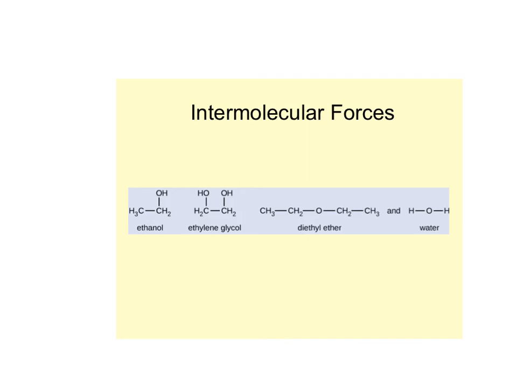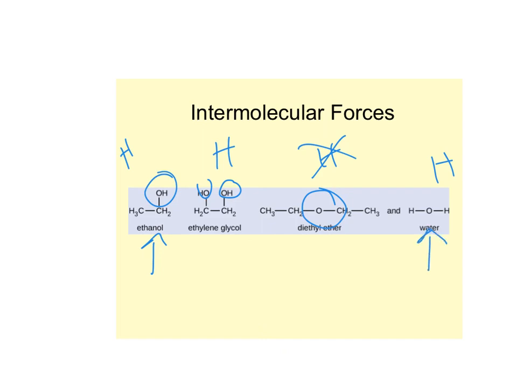All right, so let's look at these different molecules. Ethanol, what kind of intermolecular forces? Well, there's an OH group, hydrogen bonding. Ethylene glycol, there are OH groups, hydrogen bonding. Ether, no OH, no oxygen attached to a hydrogen, no hydrogen bonding. Water, hydrogen to oxygen, hydrogen bonding. So you could predict the boiling points of these. You would predict that water has the highest boiling point, but ethylene glycol is going to have a pretty high boiling point, as well as ethanol.